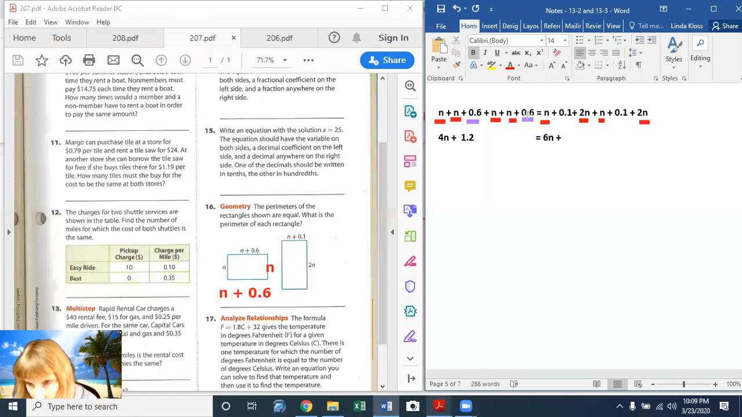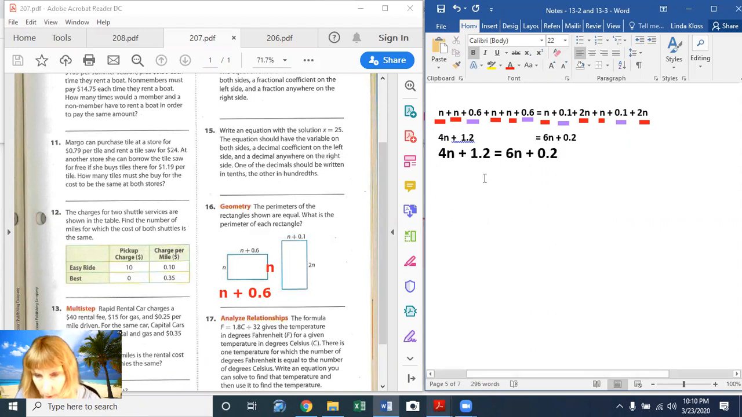I'm going to underline my constants, 0.1 and 0.1. So what's 0.1 plus 0.1? Should be 0.2, right? And now I can probably make my font bigger again. So now I'm left with a 4n plus 1.2 equaling a 6n plus 0.2.